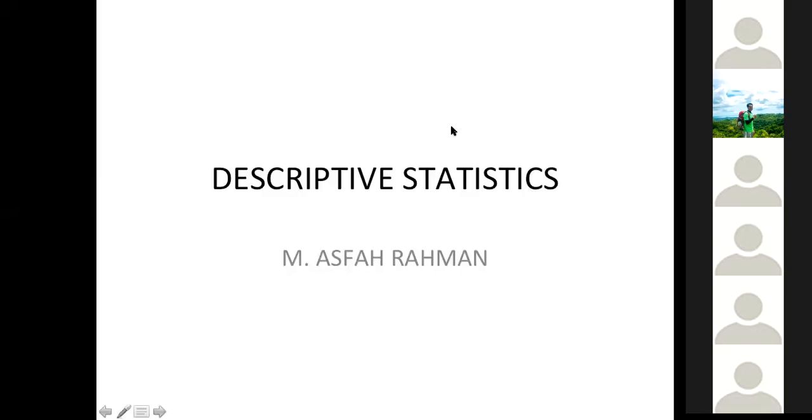Data, then you have to prepare to process and analyze the data. Usually when you are doing quantitative research, you will have numbers, and then you have to arrange the numbers in order that you can understand what the numbers mean. So one of the ways that we always do is descriptive statistics.